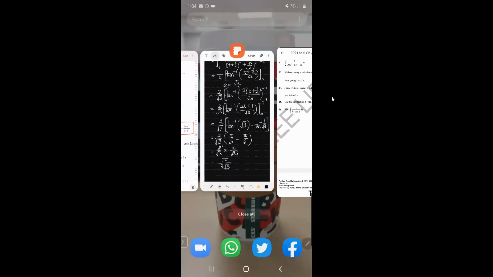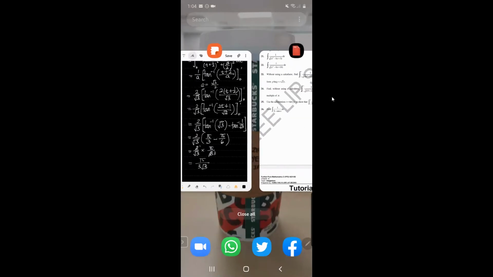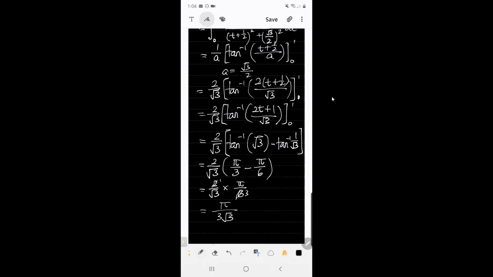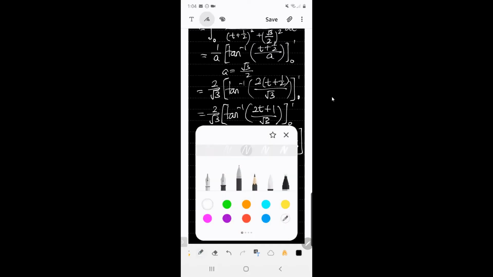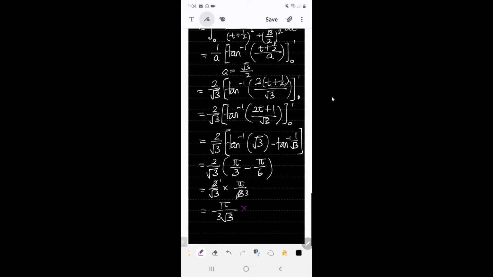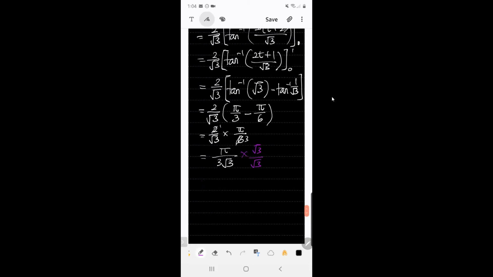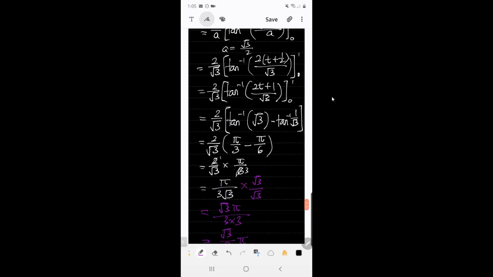How come? Oh, okay. They want you to get rid of the root 3 at the bottom. So what you can do now is multiply up and down by root 3. So you have root 3 pi divided by 3 times 3. Therefore you get the answer root 3 over 9 pi. Done. So that's the answer for question number 25.